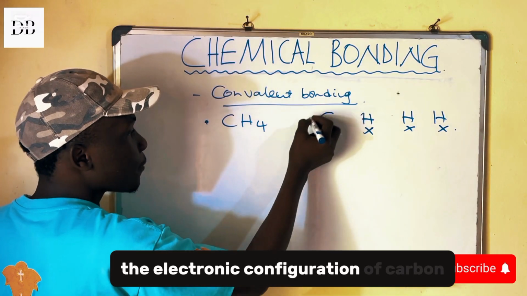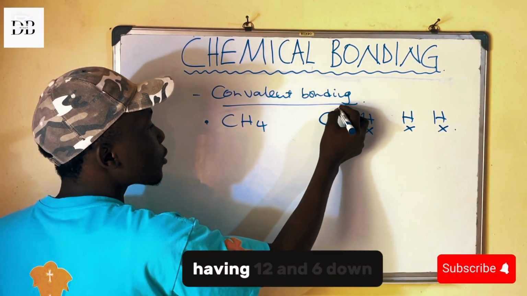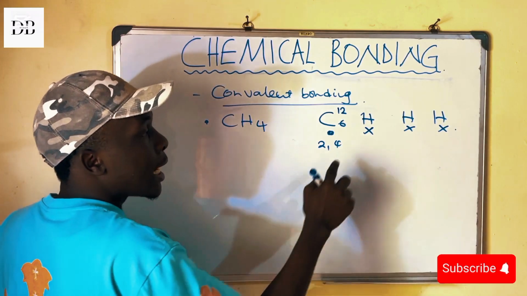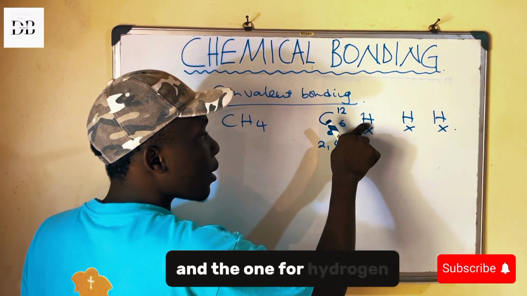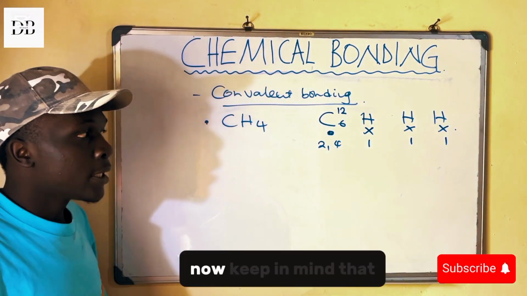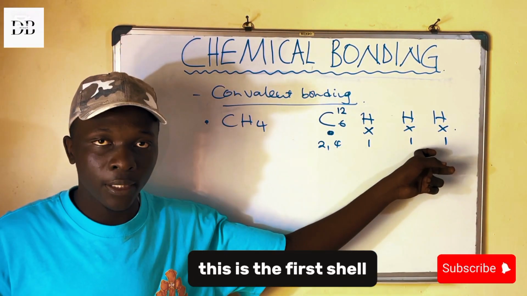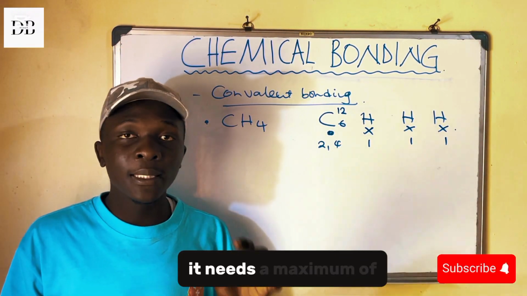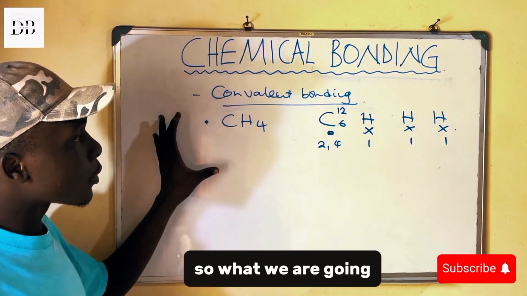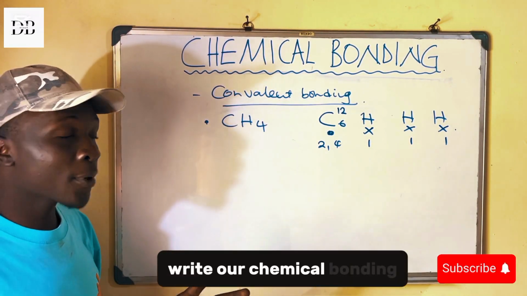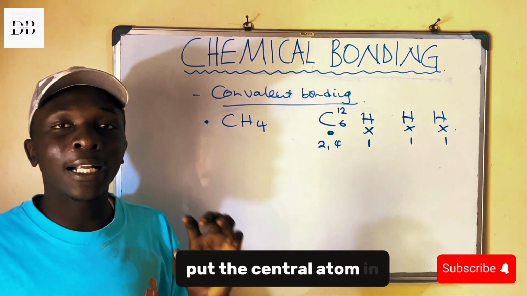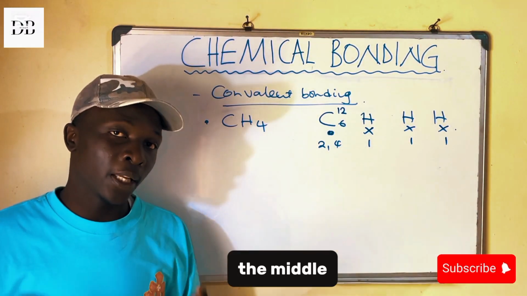The electronic configuration of carbon, having 12 and 6 down, is 2, 4. And the one for hydrogen is 1. Now keep in mind that this is the first shell, so to be filled up, it needs a maximum of 2 electrons. So what we are going to do to write our chemical bonding, having written that, is to put the central atom in the middle.